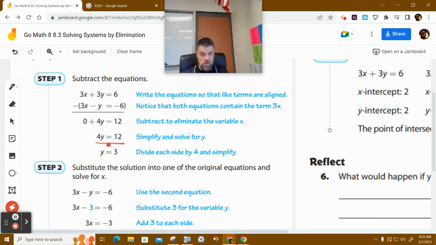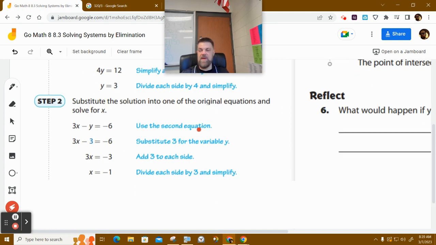Divide both sides by 4, right? And I get y equals 3. Am I done? No. Nope. What do I got to do? I got to go back and find the x.